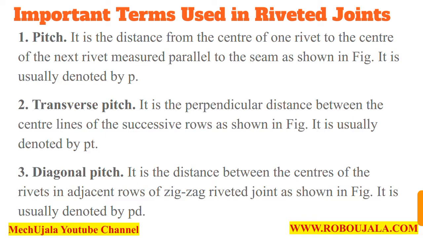And the second important term is transverse pitch. It is the perpendicular distance between the center lines of successive rows as shown in figure. It is usually denoted by PT. So we are using P for pitch, PT for transverse pitch, and the third one is diagonal pitch. It is the distance between the centers of the rivets in adjacent rows of zigzag riveted joints as shown in figure. It is usually denoted by PD. So for diagonal pitch we are representing it as PD.